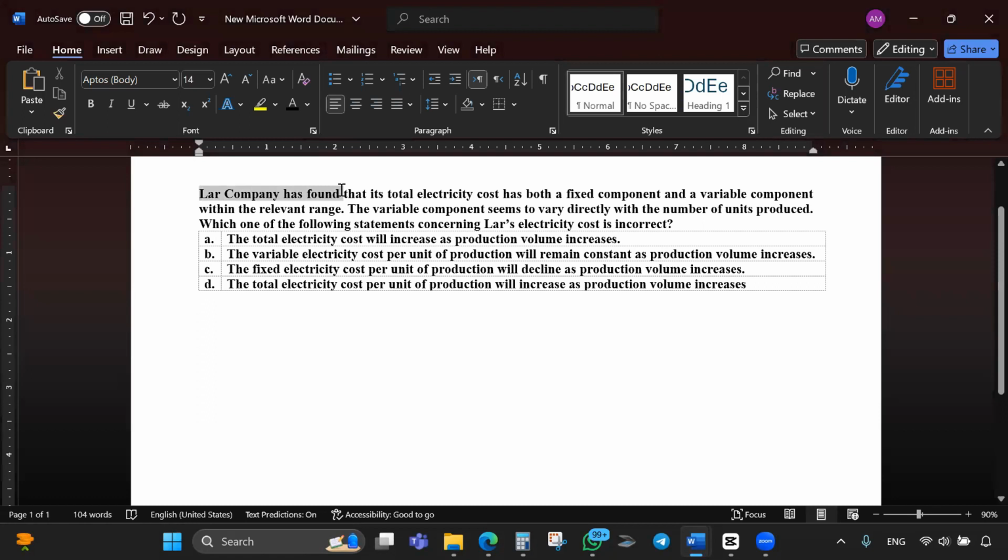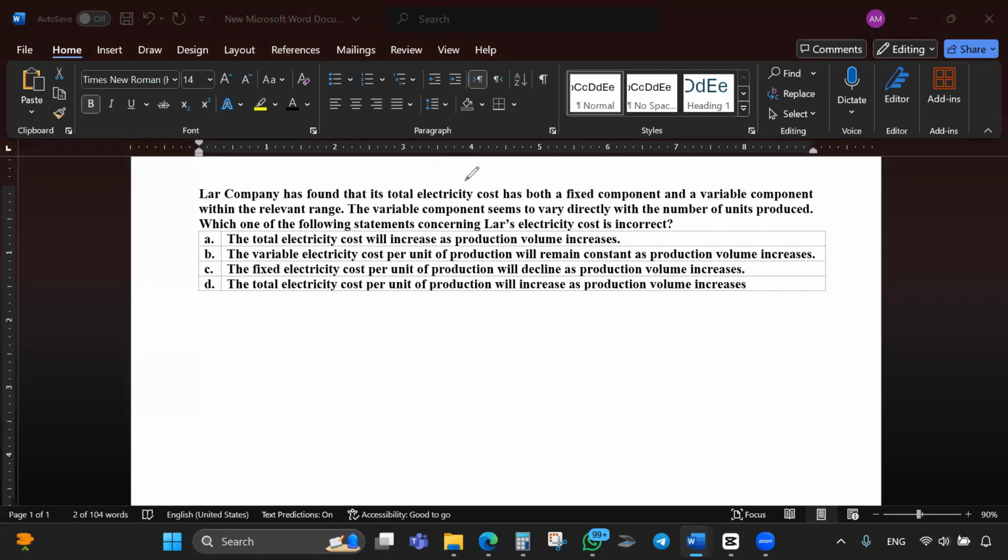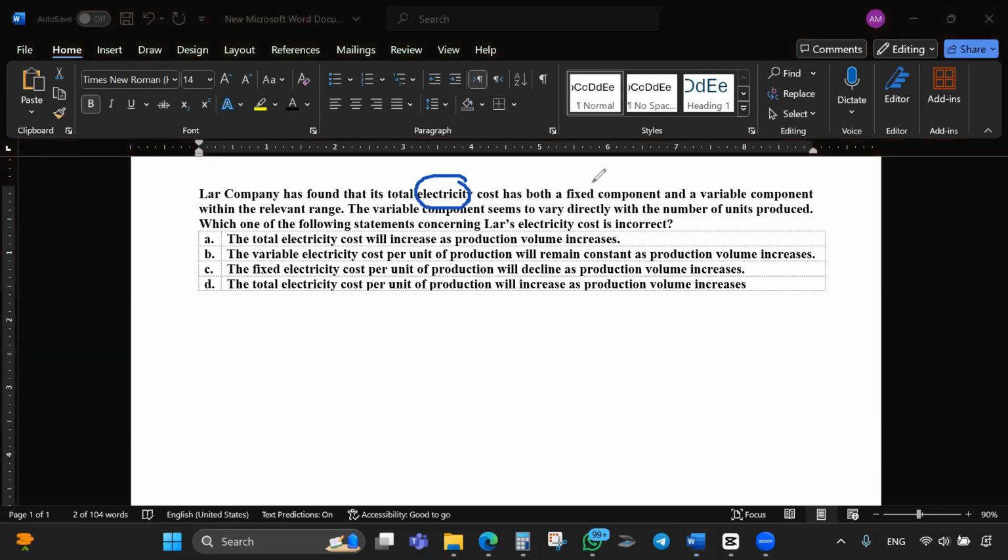Lar Company has found that its total electricity cost has both a fixed component and a variable component. So the electricity cost is a mixed cost because it includes a fixed component and a variable component within a relevant range. The relevant range is the range in which the fixed cost will remain fixed and the variable cost per unit will remain constant.